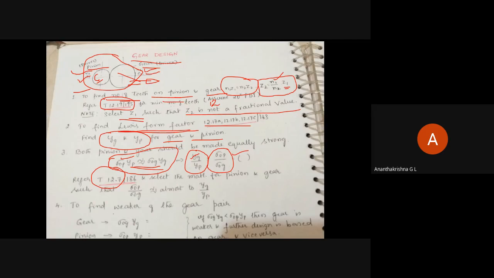Next step is to find the weaker of the gear pair. So sigma naught G YG for gear, sigma naught P YP for pinion. Calculate whichever value is lesser, that's going to be called the weaker of the gear pair, and all the further design is going to be based on the weaker of the gear pair. So that is step number 4.